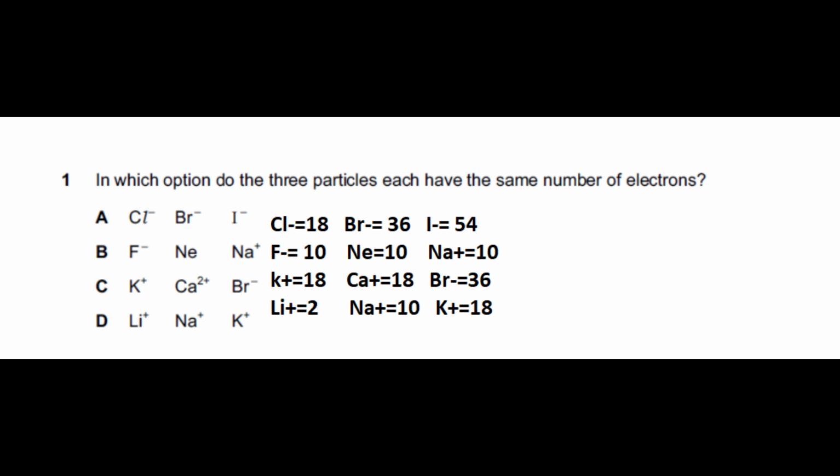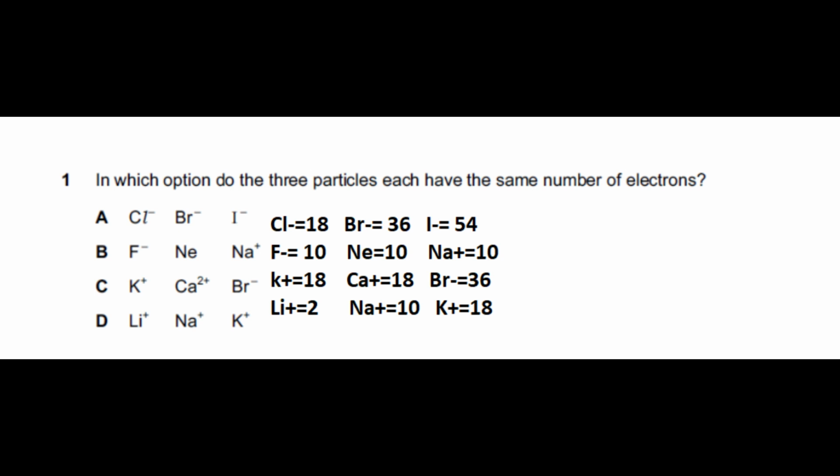Okay, there are four options and I have quickly calculated the number of electrons for you. In case of chlorine, chlorine belongs to the 7th group and it has 17 protons. As it has gained 1 electron, it is going to have 18 after it has formed an ion. Bromide ion has 36, iodide is 54. In the same way I have calculated for the rest of the three options.